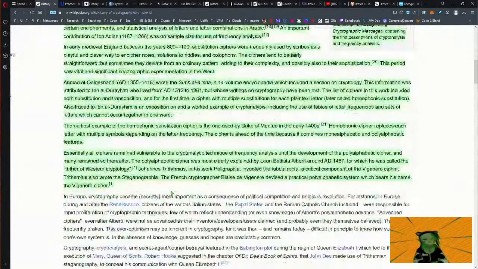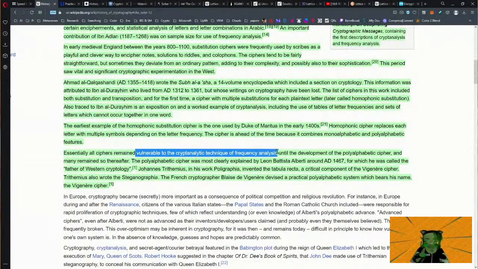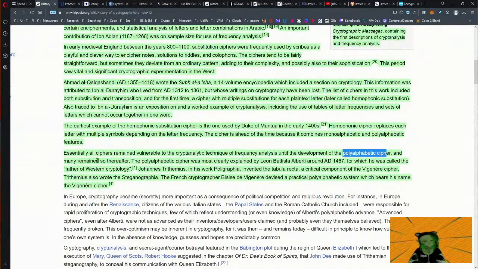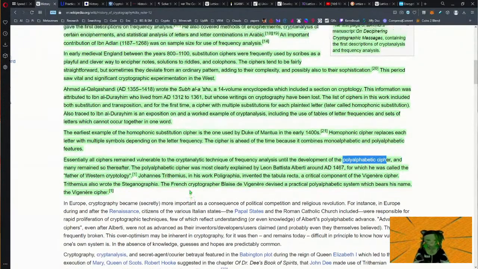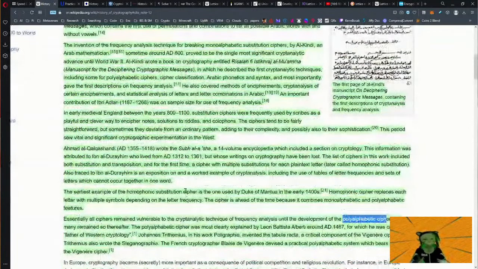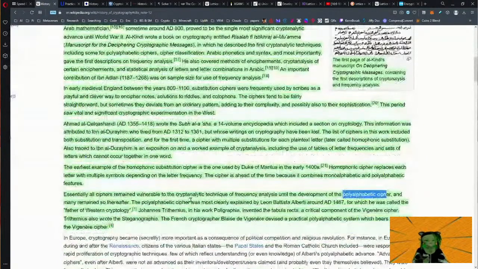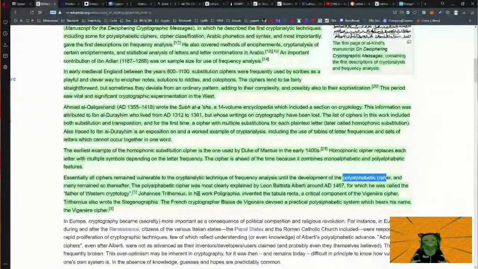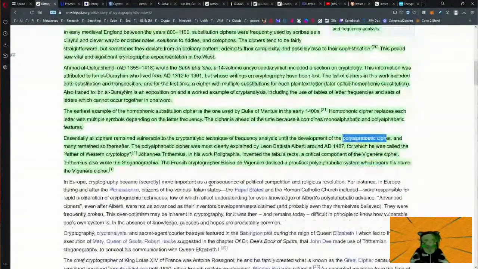Something I do want to point out is that essentially all ciphers remained vulnerable to this technique of frequency analysis, and to this day that's still true, even after the development of the polyalphabetic cipher. This polyalphabetic cipher, it's hard for me to say. It's basically the alphabetic cipher, the cipher using vowels and consonants, and it was the set-in-stone way to do ciphering from this point on. It was it.